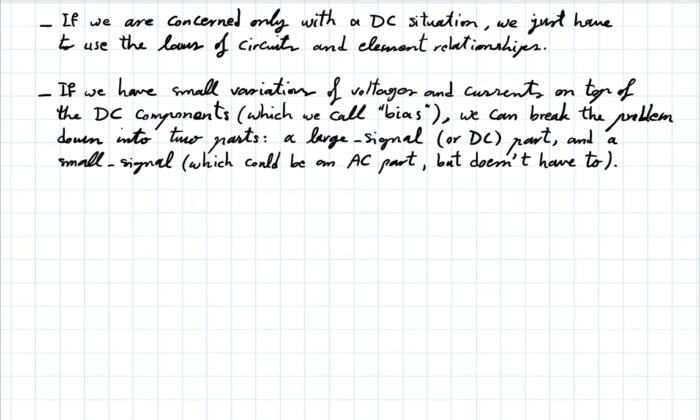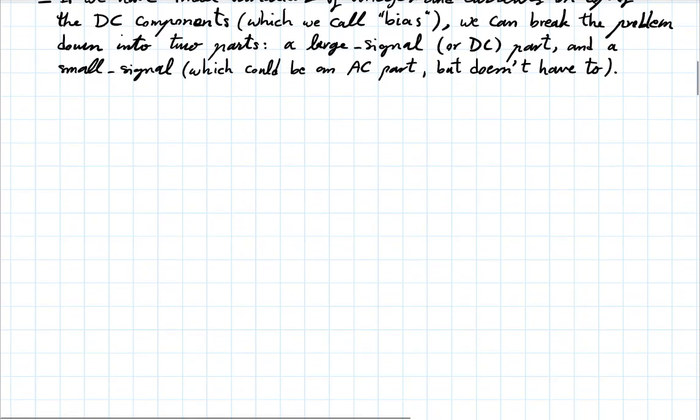If we are concerned with small variations of the signals, meaning voltages and currents, around a DC bias point, we can break the problem down to analyzing the DC problem and then the small signal problem. The DC part would be called the large signal analysis, and then there's the small signal analysis. And again, like I said, the small signal can be in the form of an AC signal, but in general, it does not have to be. In practice, this is what we are talking about.